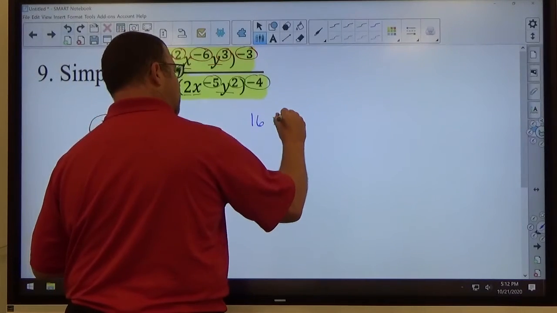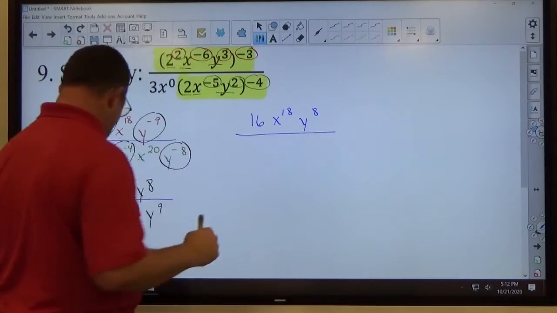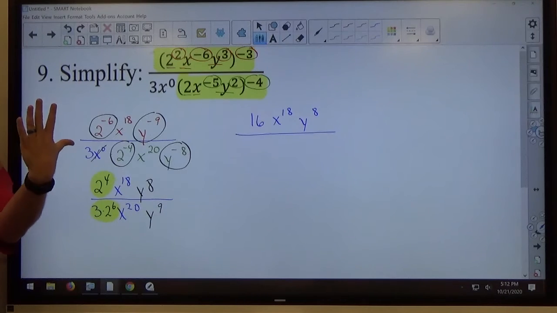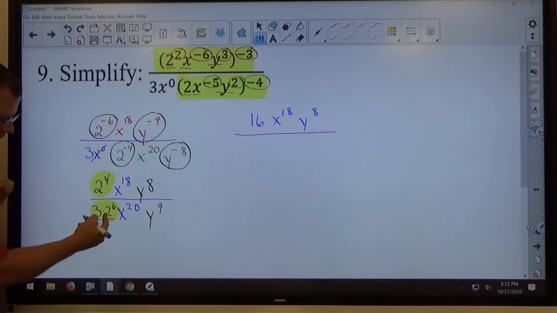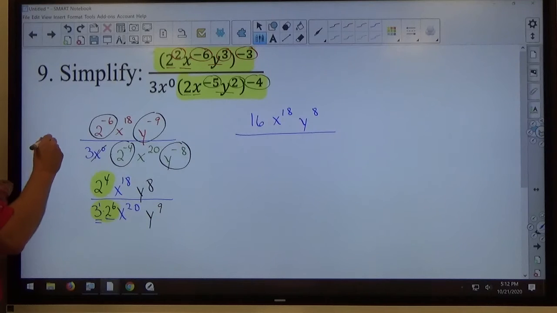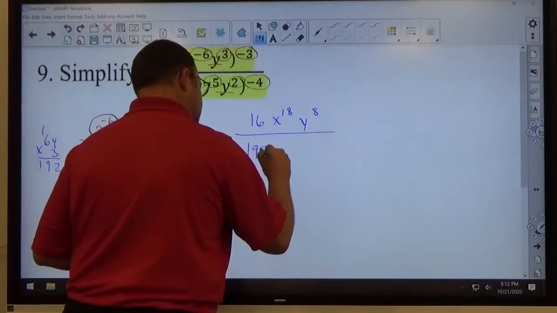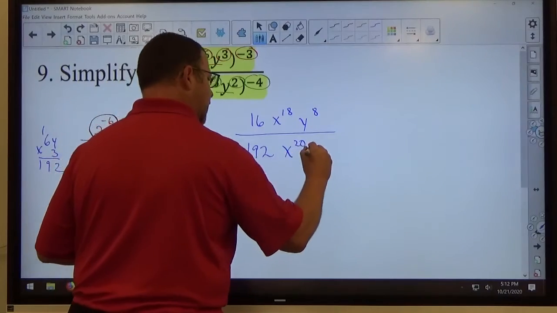X to the 18th power is going to stay the same, y to the 8th power is going to stay the same. On the bottom, 2 times 2 is 4, times 2 is 8, times 2 is 16, times 2 is 32, times 2 is 64. 64 is being multiplied by 3. Notice 2 is to the 6th, 3 is actually to the 1st. So 64 times 3 is 192. And then we have x to the 20th power, and we have y to the 9th power.